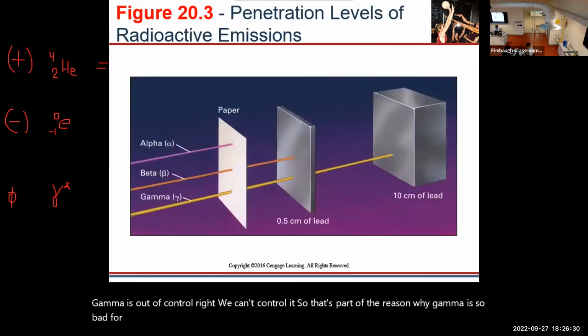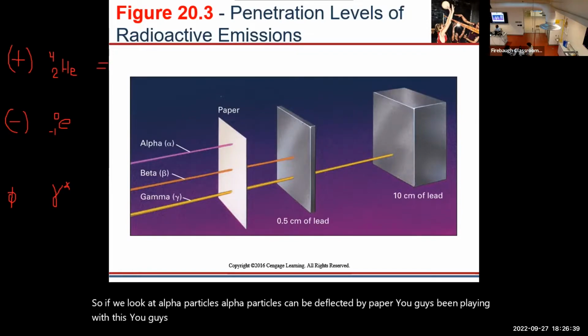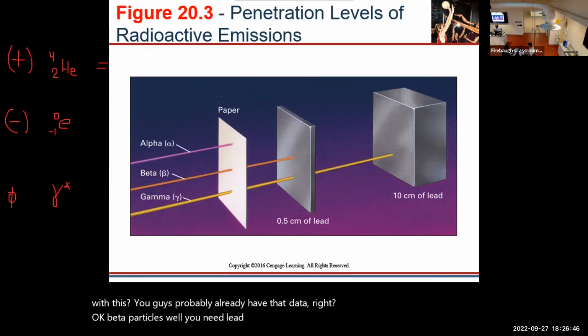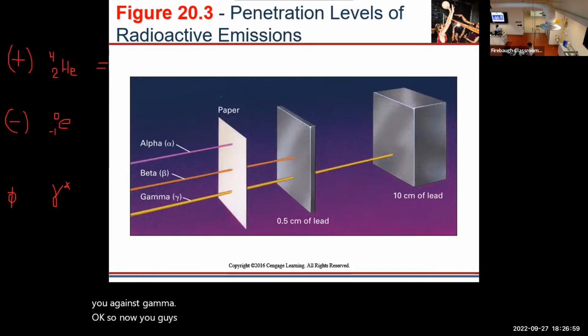Okay, so we look at alpha particles. Alpha particles can be reflected. Beta particles, well, you need lead. And then gamma particles, well, you need a really big, thick lead. Okay. So now you guys know. You guys are brilliant, right?